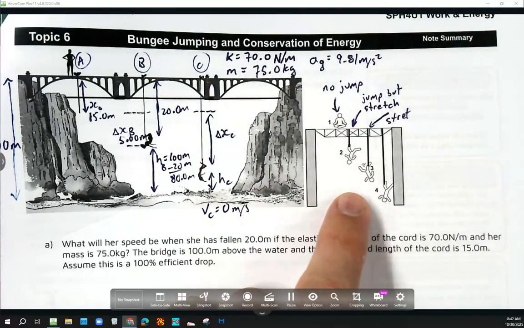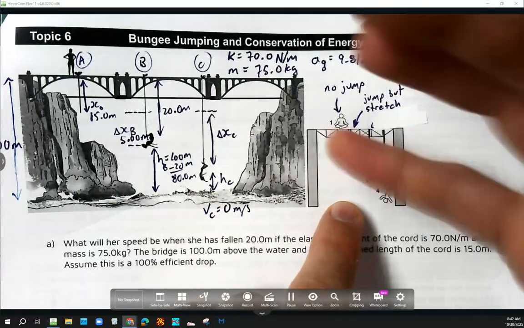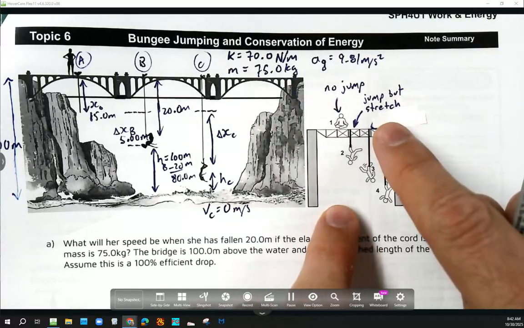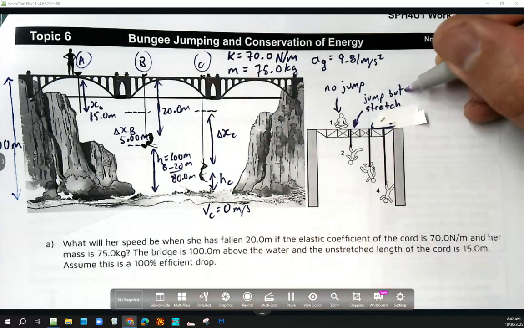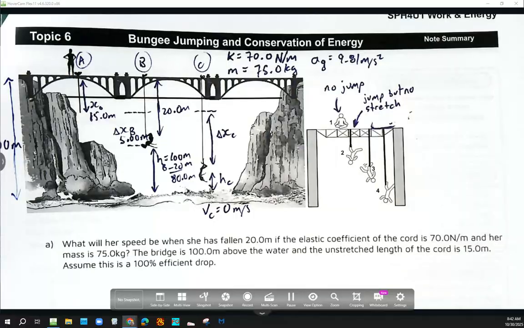Actually, you know what? I don't even want to put the label there because I want to reserve a little bit of white space. Yes, sir. Jump, but no stretch. You're right. Thank you for hearing what I said, not just what I wrote. I appreciate that. Thanks, Will.